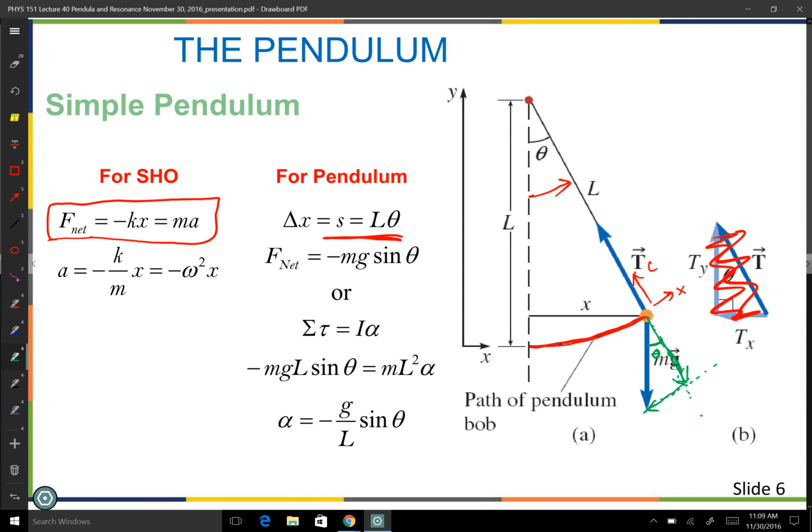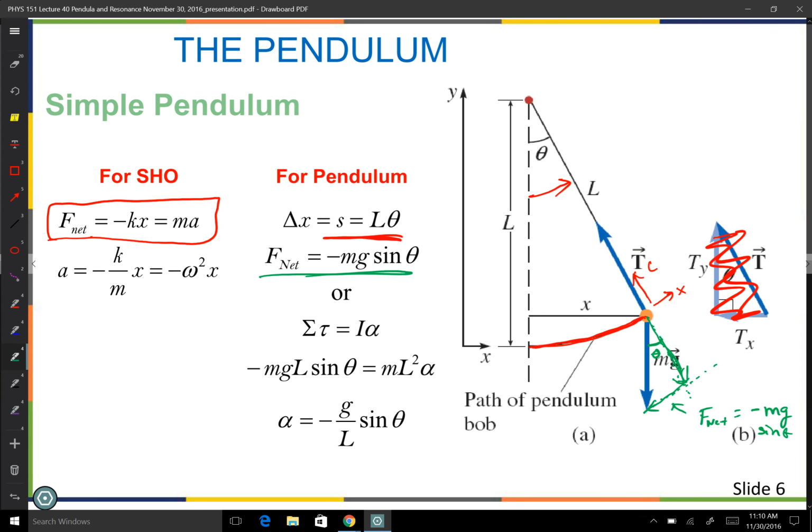So if I look at these, which one, the adjacent side or the opposite side, is the side that is parallel to motion? Opposite. So that means this side here is going to be the only component of the two forces that's parallel to motion. That's going to be my net force. It's in the minus x direction, so minus the magnitude mg. And then if it's the opposite side, which trigonometric function do I have to use? Sine. So minus mg sine theta is that net force.